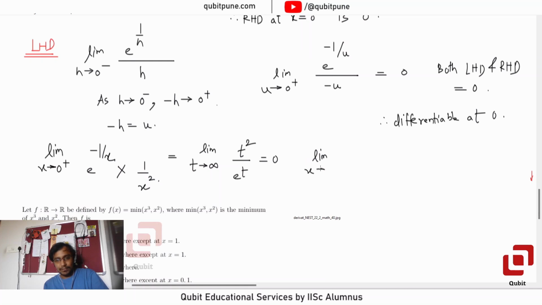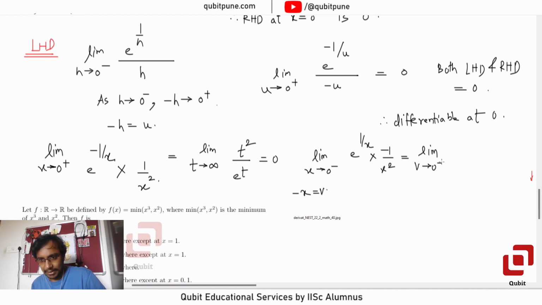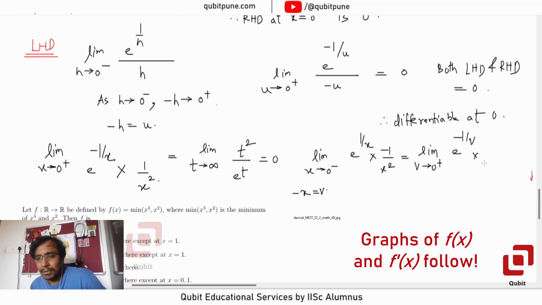Similarly, x tends to 0 from the left, there we have got 1 upon x into negative 1 upon x squared, and that would be how much? Again we can bring in those changes. Suppose I say that negative x is v, so v tends to 0 plus, e raised to negative 1 upon v into negative 1 upon v squared, and that's basically the same as this except for the negative sign, so this will also be 0, so the derivative is continuous.